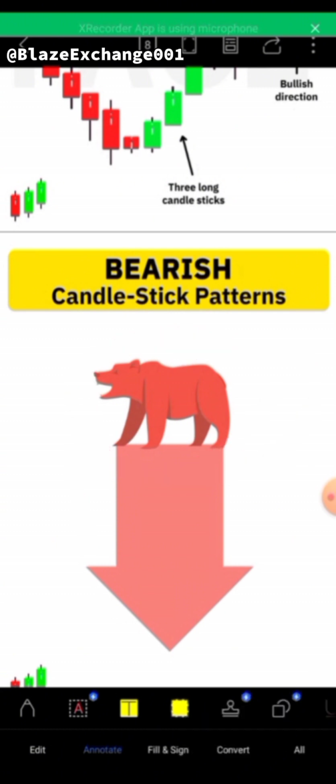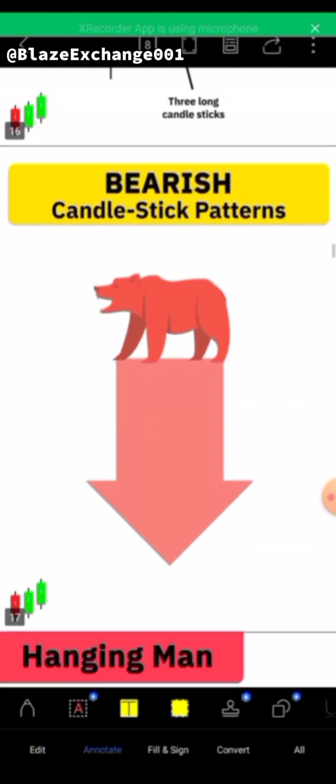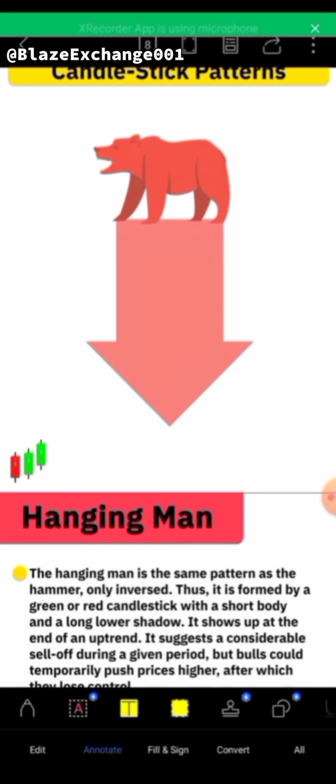So when I'm talking about anything bearish, price is going down. That particular asset, anything it is, is good. But we are talking about bearish, we are talking about sellers. So now the first candlestick pattern we have here is the hanging man.